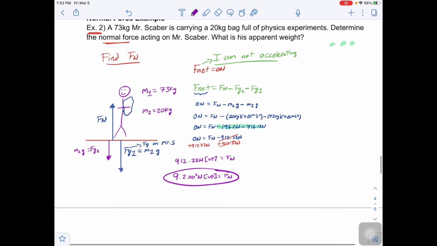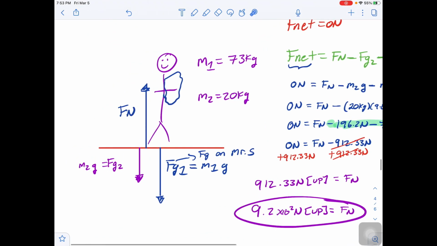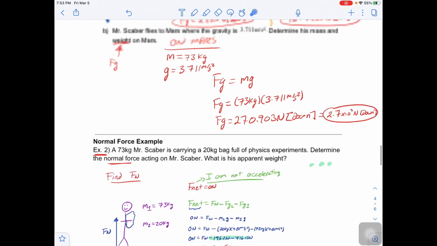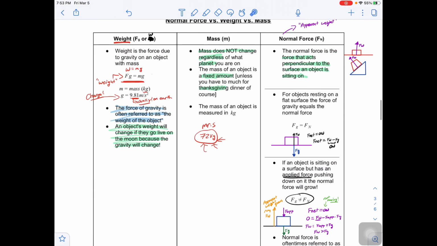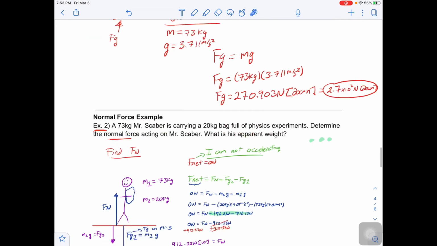Now, we figured out the normal force, so the force perpendicular to the surface I'm sitting on. Now it asks for the apparent weight. But understand, think about when you put a really heavy backpack on. It technically makes you feel heavier. It's the apparent weight you feel. And remember what we talked about going through this video. Your normal force is known as the apparent weight.